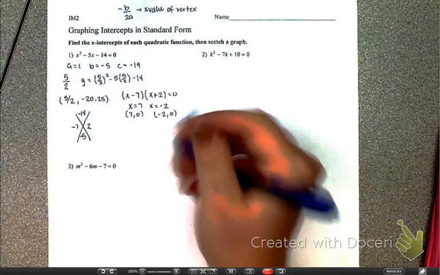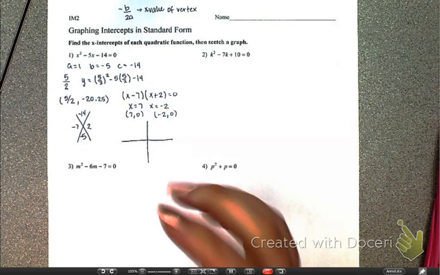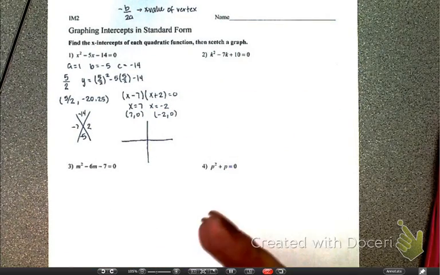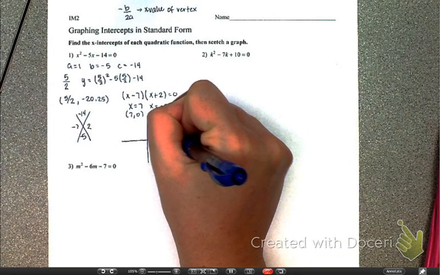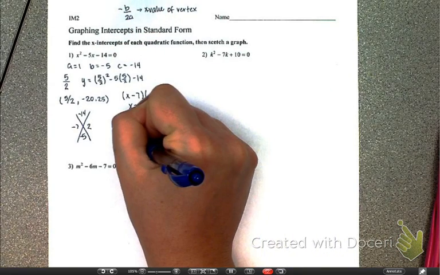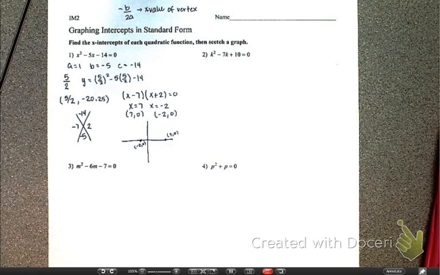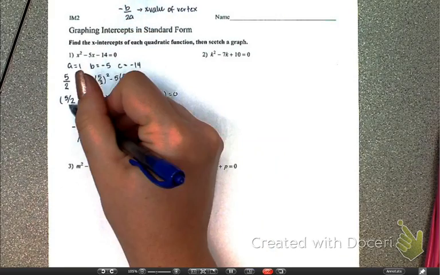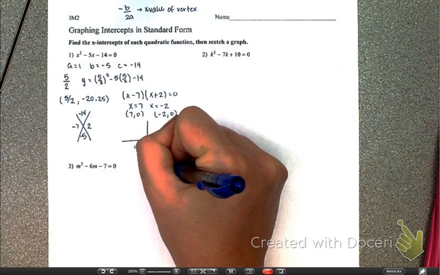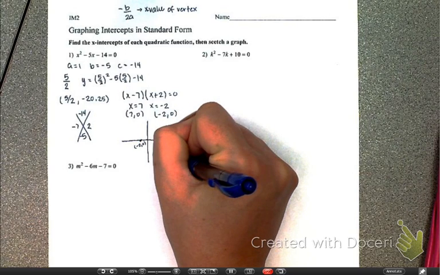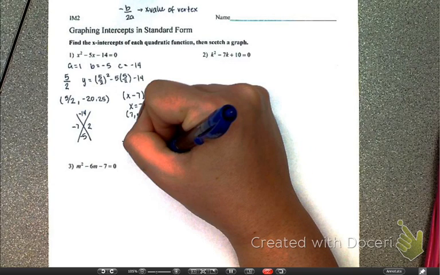And literally, you're just going to sketch. Okay, the ones that will be on your test will fit on the graph. There will be a graph provided for you, but I'm going to sketch. I'm going to say this point here is 7, 0. I'm going to say this point here is -2, 0. My orientation is up. My vertex is at 2.5. I'm just going to say it's here-ish. So this is 5/2, -20.25. And it will look something like this.